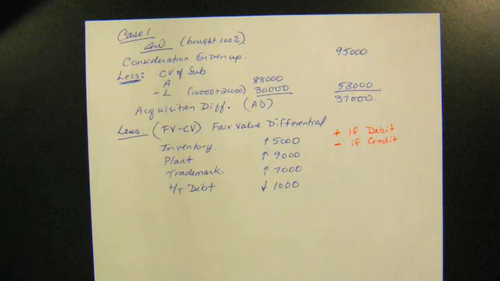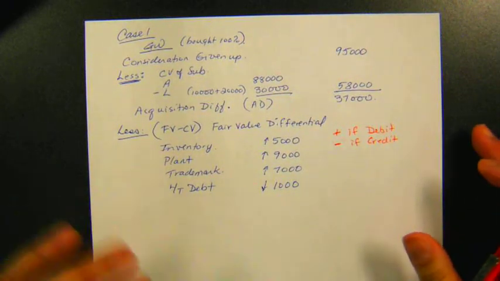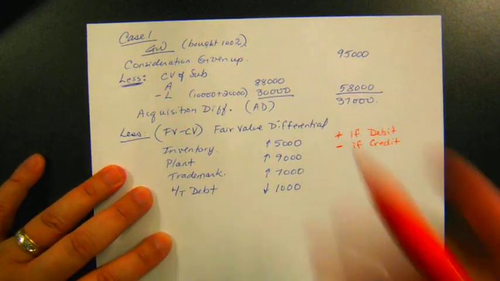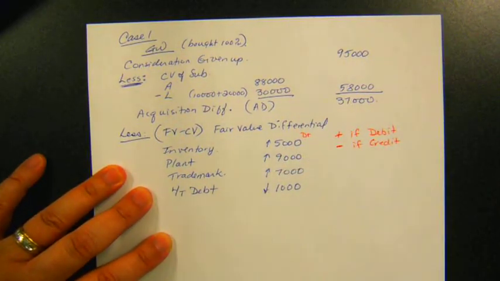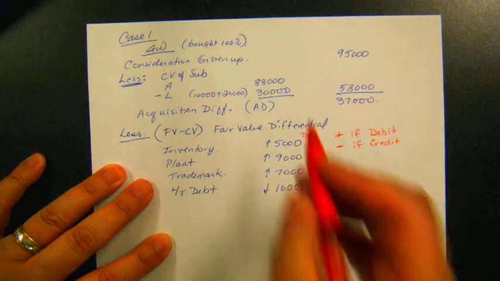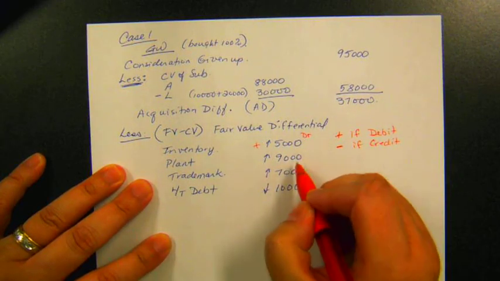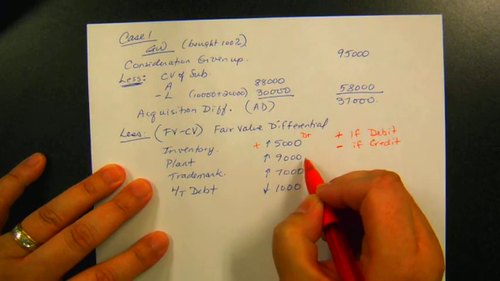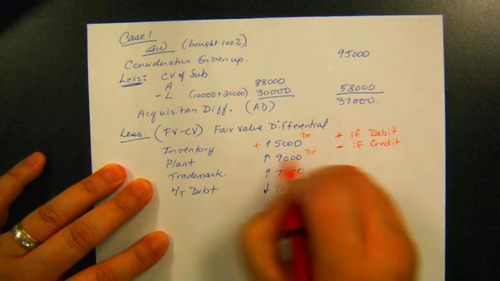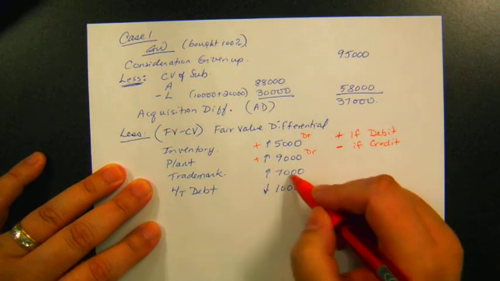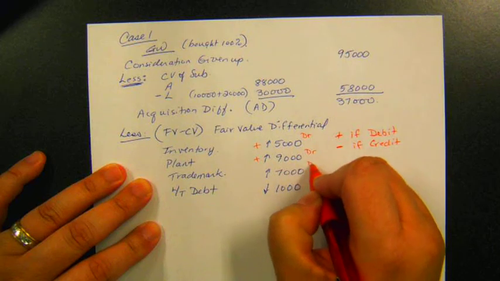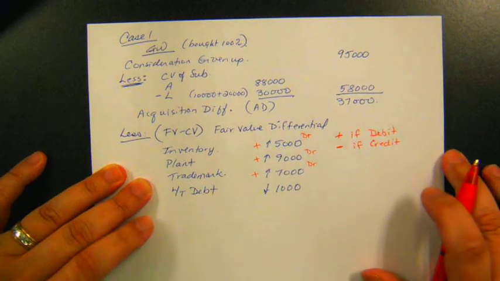Are we going up? To make it go up, do we debit or credit it? This is way back to like chapter 2 of 311. It's a debit, so it's positive. Plant going up is also a debit, so it's positive. Trademark going up is also a debit, so it's positive.